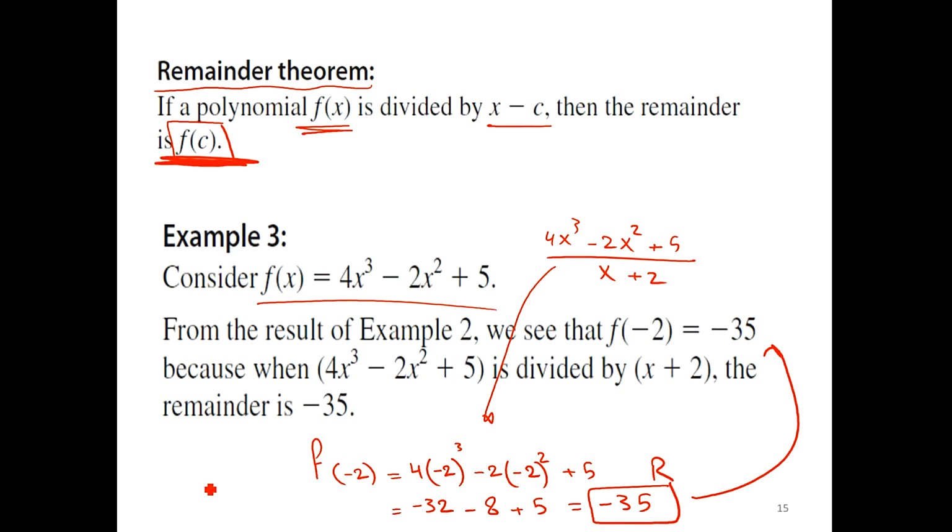This works if we divide by x minus c. But if we have division by x squared, or x squared plus x, or 2x minus 5, it does not apply, because here it must be divided by only x minus c.